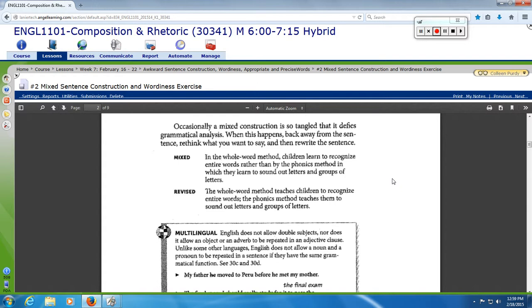Basically, they're contrasting the two methods of teaching children to read, the whole word method and the phonics method. So say that. The whole word method teaches children to recognize entire words. That's an independent clause, semicolon. The phonics method teaches them to sound out letters and groups of letters. So sometimes you just have to scrap it and start over. Okay?